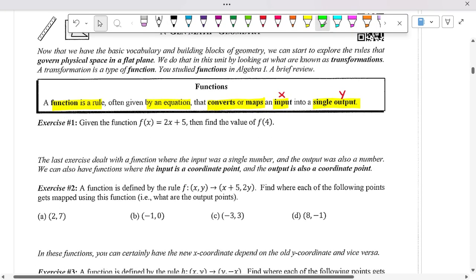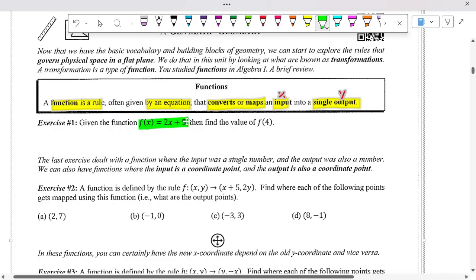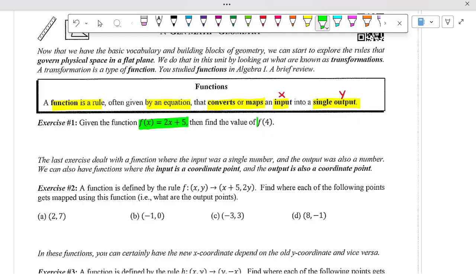So for the first example, they give us this function f of x is equal to 2x plus 5, and they want us to find the value of f of 4. Now, look at the difference between f of x and f of 4. What did the 4 replace? The x. So what do you think I'm going to do with this 4? Plug it in for x and solve it. If you ever see a problem like this, it's the easiest thing you do. Take whatever number's in there, plug it in for x. So x is equal to 4.